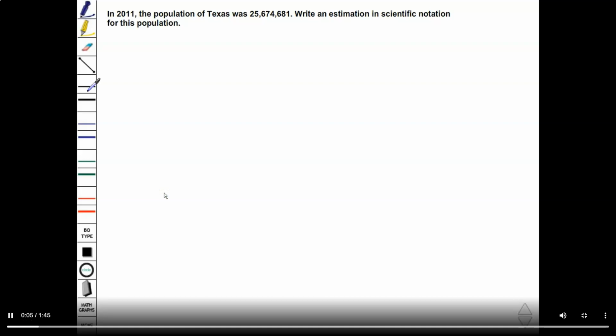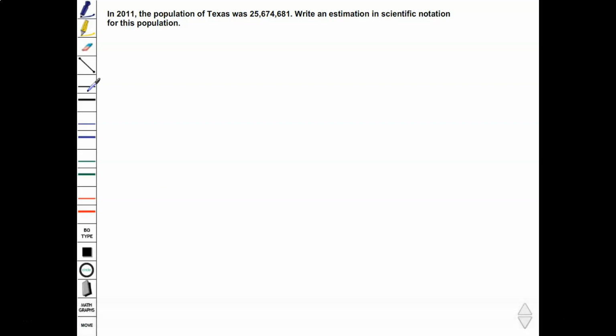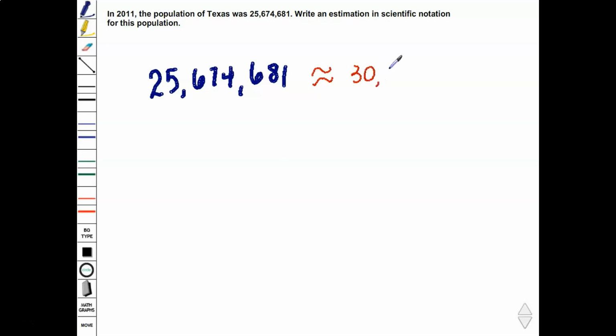In 2011, the population of Texas was 25,674,681. Write an estimation in scientific notation for this population. A population of 25,674,681 can be estimated as approximately 30 million.